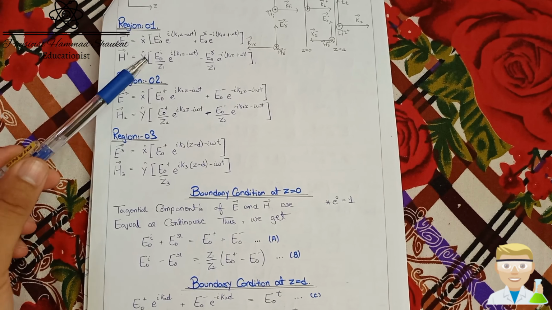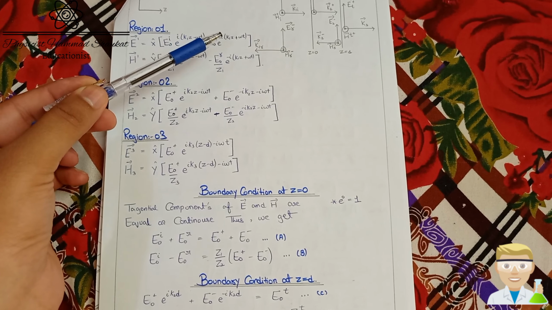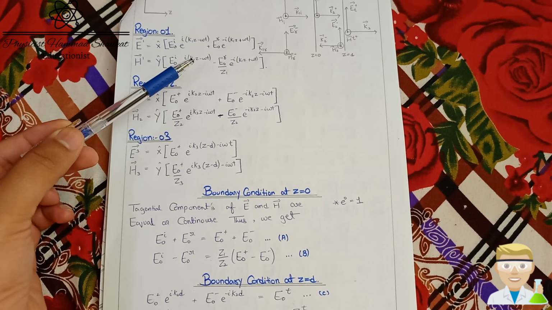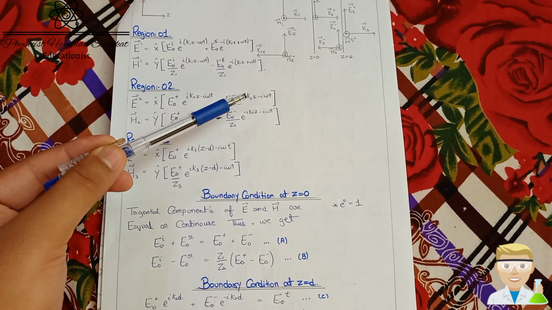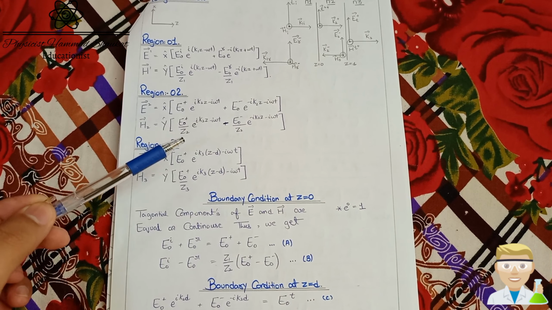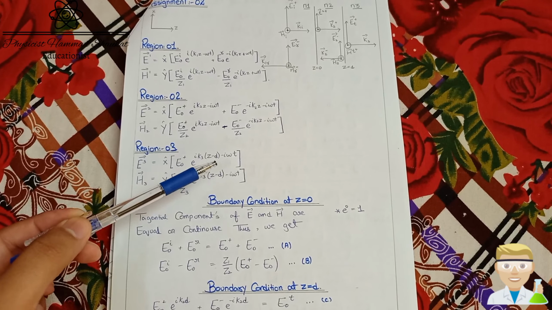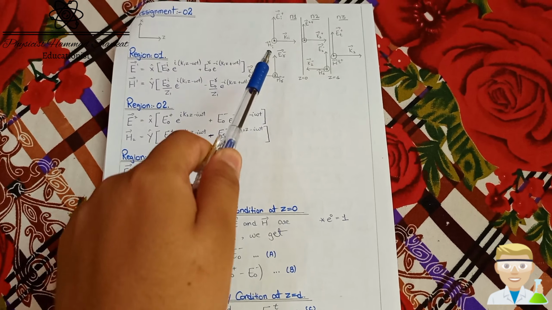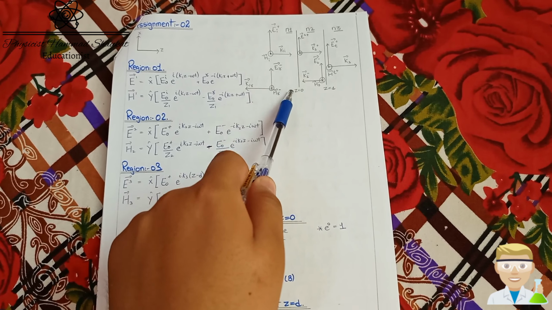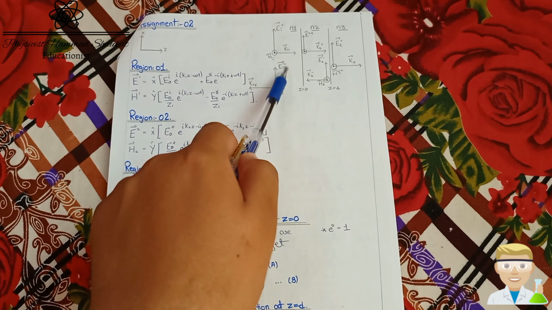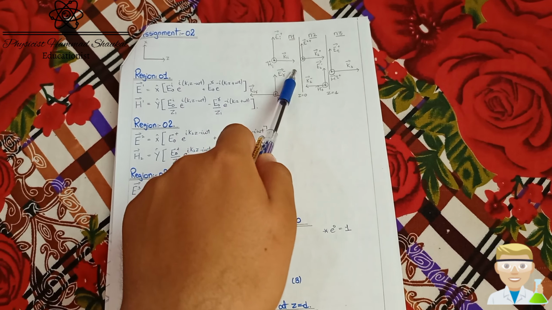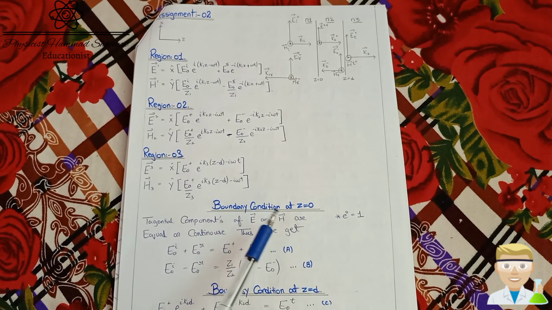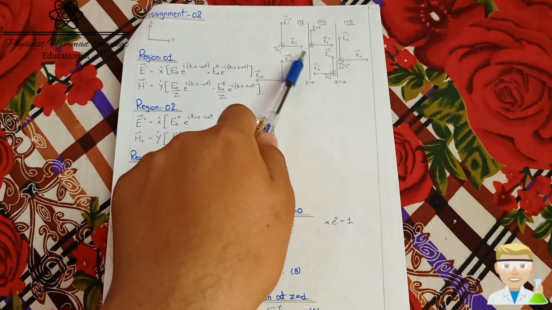You can see z in the power of the exponential, in every equation. So you can apply the boundary condition z equals 0 only to the first two regions, because this boundary condition is only applied in the first two regions, z equals 0. So now let us apply the boundary condition z equals 0 here.